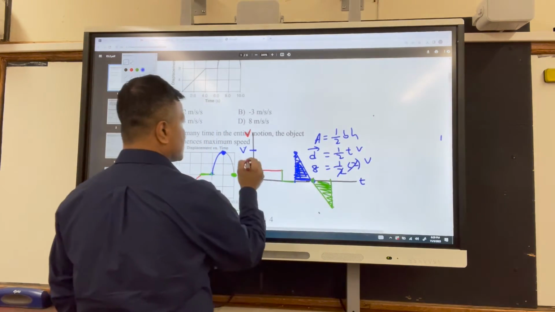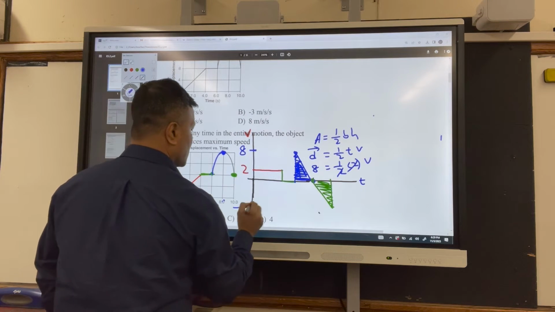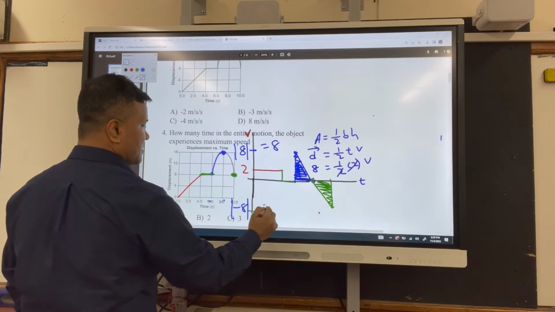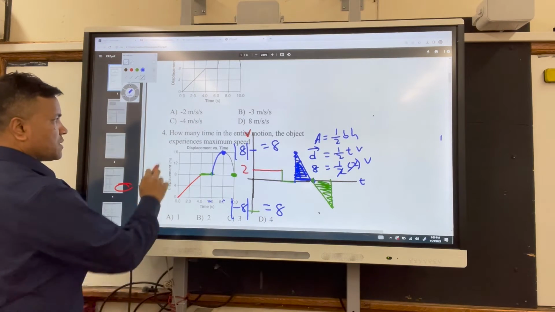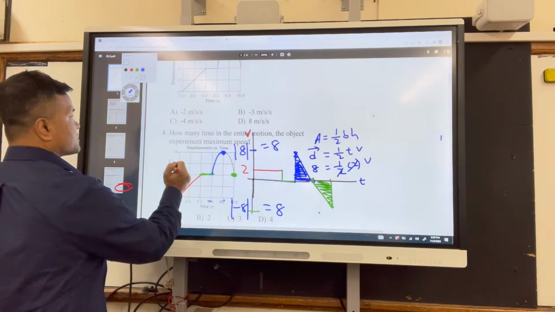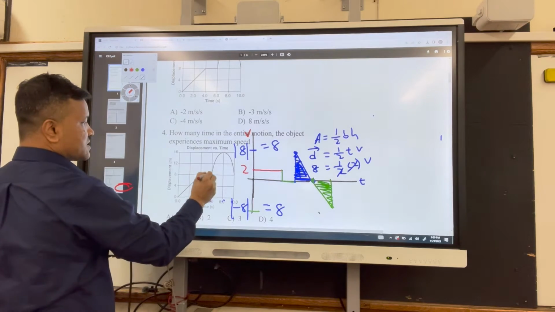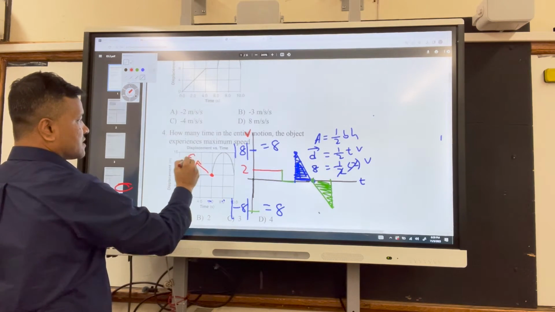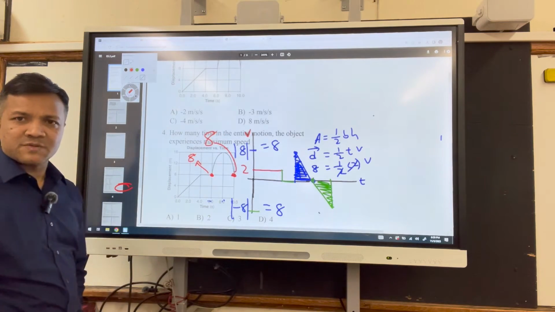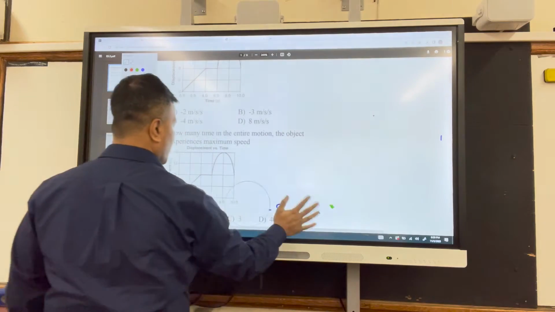So this must be negative 8. Absolute value of 8 is 8, and absolute value of negative 8 is also 8. So how many times does the object have maximum speed? 2 times. This time is 8, and this time also 8. 2 times the object has maximum speed. Okay, good. That takes us to problem number 5.